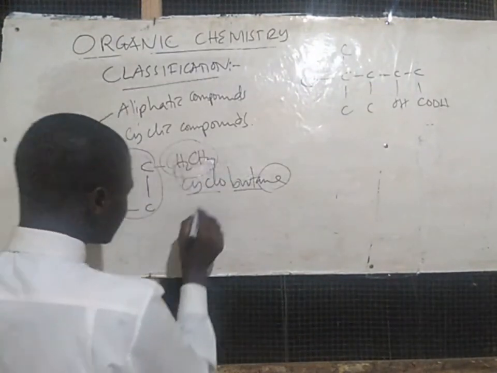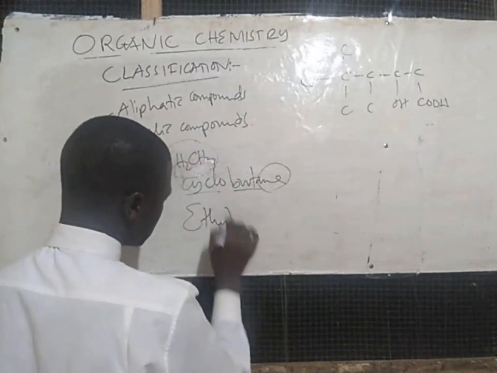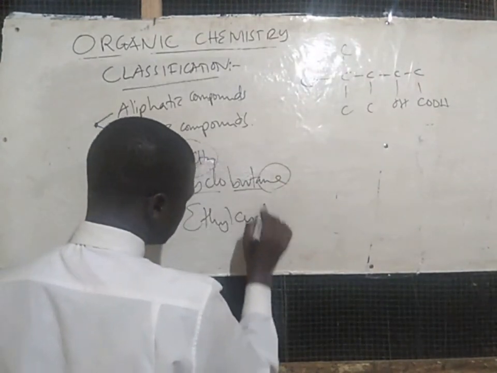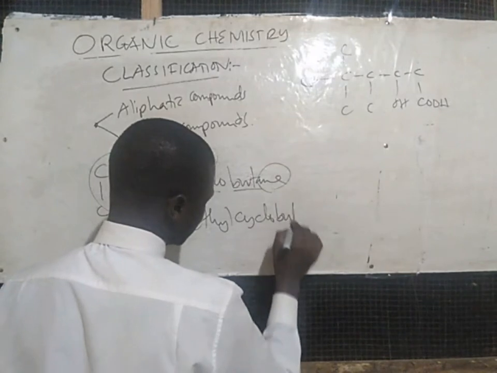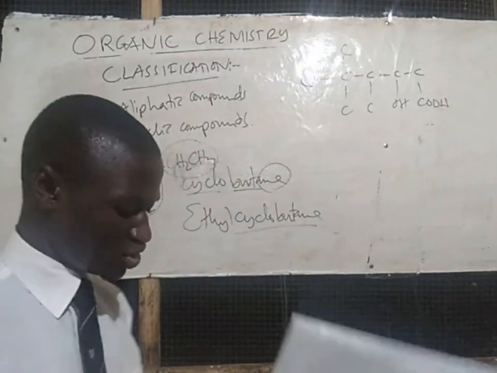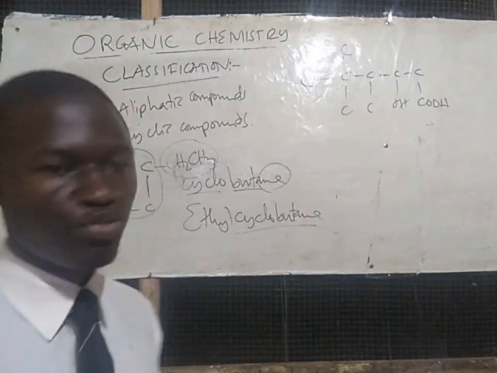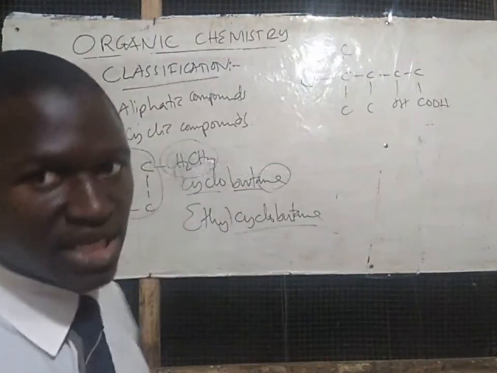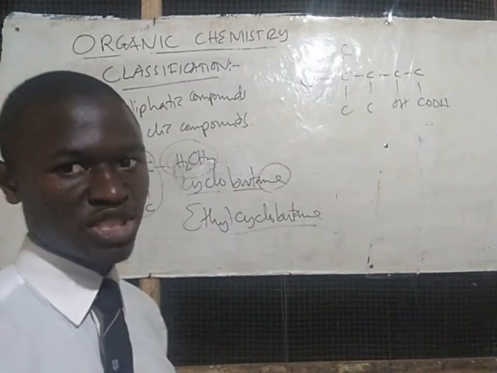So it is ethylcyclobutane. There is no need of writing the position of this because there is only one group, and if we want to count, this is the cyclic compound. So this will be position number one.